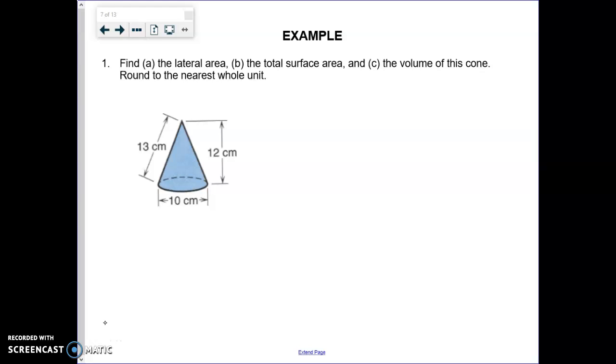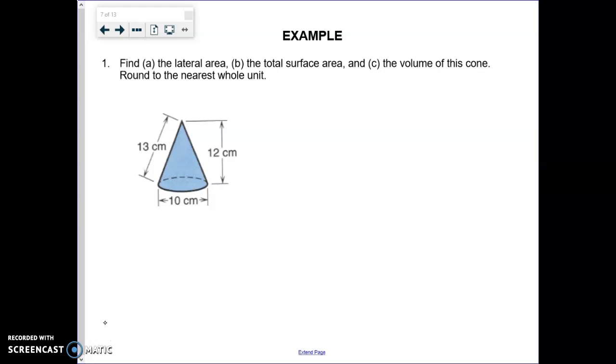Right, ladies and gentlemen, we're going to look at the very first example, how to find lateral area, surface area, and volume of a cone. Now, I have sent you these examples via Google Classroom. You can do them on another sheet of paper if you like.